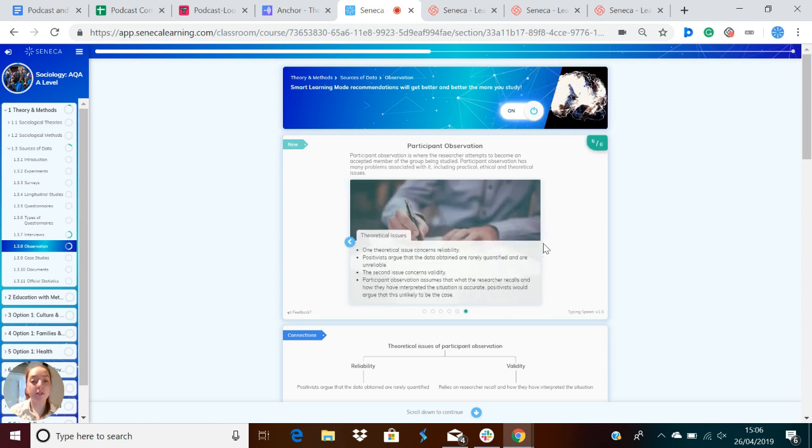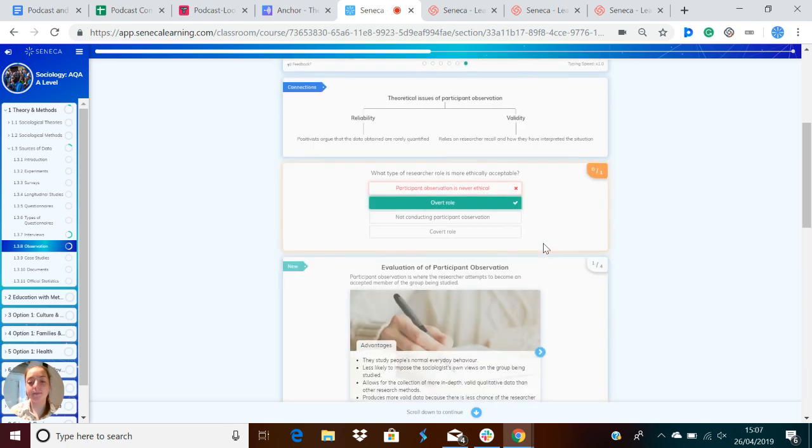One theoretical issue concerns reliability. Positivists claim that the data obtained are rarely quantified and that they are unreliable. The second issue concerns validity. Participant observation assumes that when the researcher recalls how they have been interpreted, the account of the situation is accurate. Positivists would argue that this is unlikely to be the case.